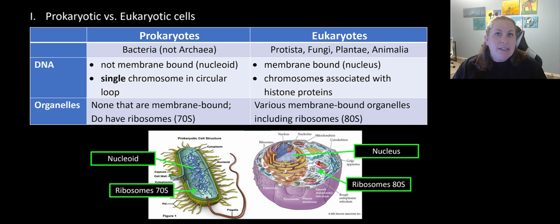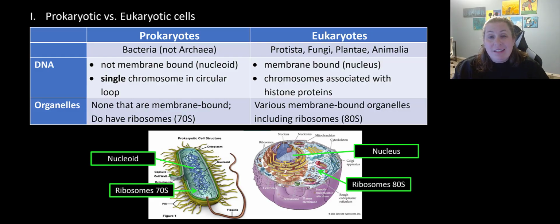If we look at the DNA, for prokaryotes it is not going to be inside of a nucleus. It's not going to be bound by a membrane. And because of this, we call it the nucleoid region. Okay. And the DNA is going to be in a single chromosome. This chromosome, though, is circular and it's very large. And so it kind of wads up like you can see here in the picture.